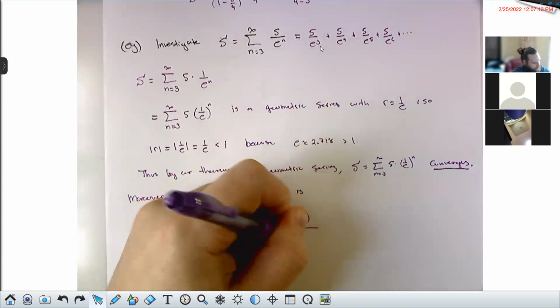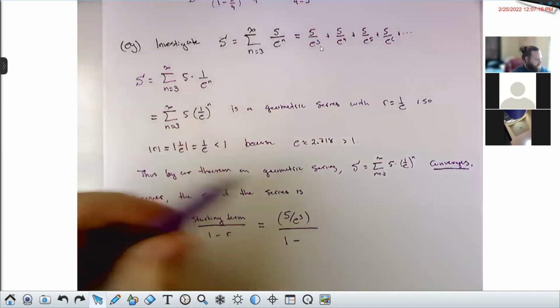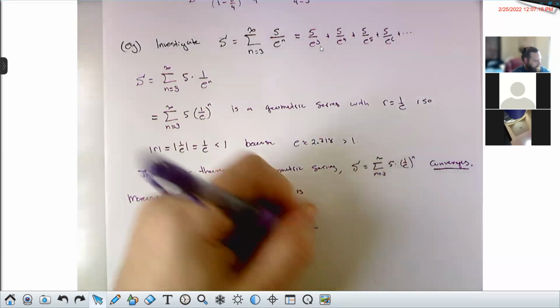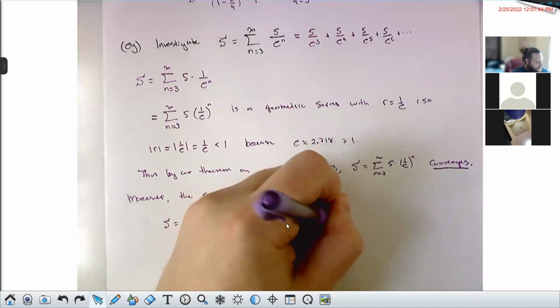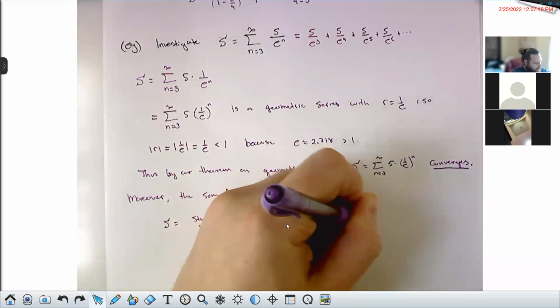We have to divide this by 1 minus r. r is 1 over e. This is the sum of that series. Again, this is kind of an ugly expression. I could multiply top and bottom by e. That would help a little bit. I could multiply top and bottom by e cubed to try and get rid of the fraction upstairs. Many options as to how to clean this up, just to get a variety of algebra tricks under our belt.